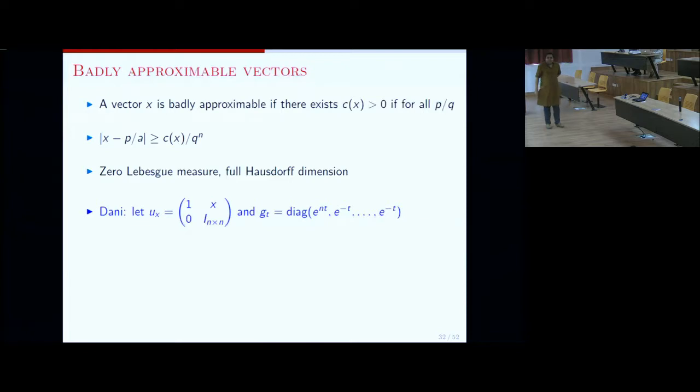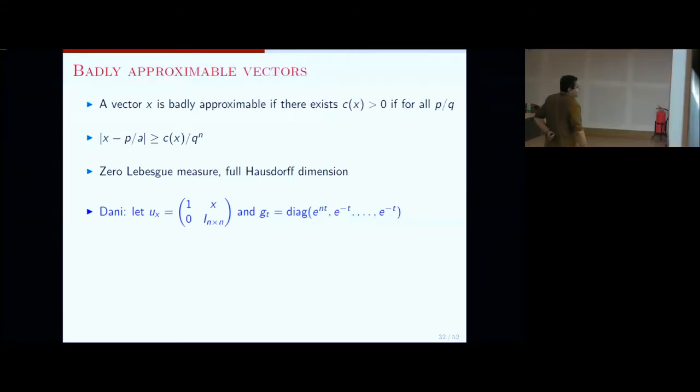So Dani said, okay, here's a nice way to reformulate the property of being badly approximable in terms of lattices in the space SL n plus 1 R over SL n plus 1 Z. So let me just explain this on the board. So here's the vector x1 to xn. And suppose I want to study this kind of inequality.